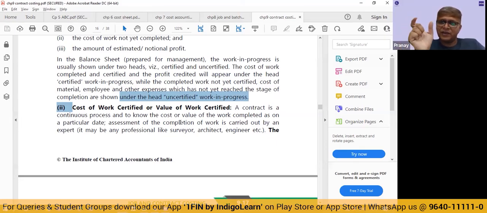But in order to complete this 5 lakh, I may not have incurred 5 lakh. I may have incurred maybe 3.5 lakhs or 4 lakh or 4.5 lakh. So the money which I am spending, that is the cost of the work certified. So basically the difference between the value of work certified and cost of work certified is going to be a notional profit that gets recognized year on year.